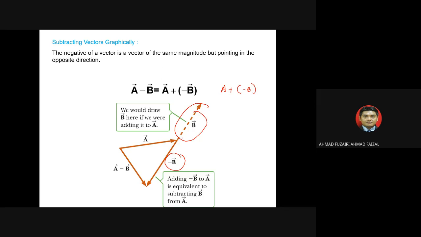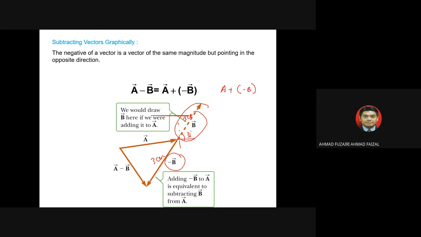It's just the opposite direction of the original one. So if B is going upwards, for example, 30 degrees above the x-axis, definitely negative B is against that one, against B. It's just a matter of direction. But in terms of length, if you draw this one as 3 centimeters, this one is also 3 centimeters. Simple.